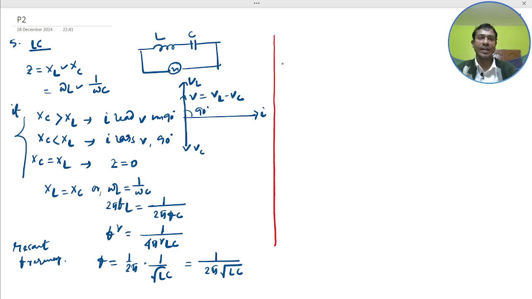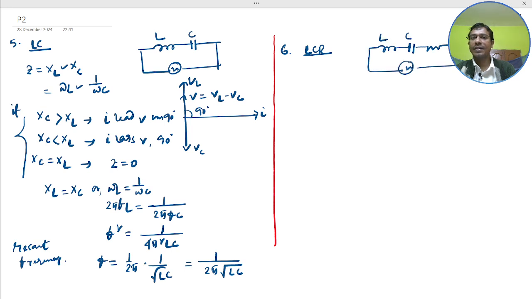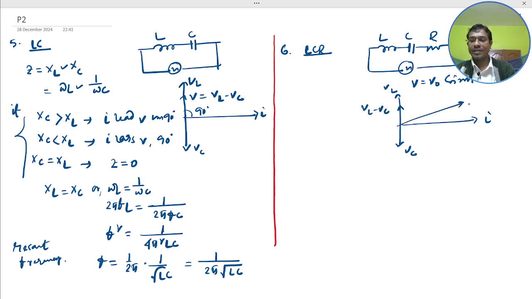Next, the LCR circuit, with L, C and R connected to an AC source, V equal to V naught sin omega t. Here is the phasor diagram: this is I and VL, this is VC, this is VL minus VC, this is V, and this angle is phi.